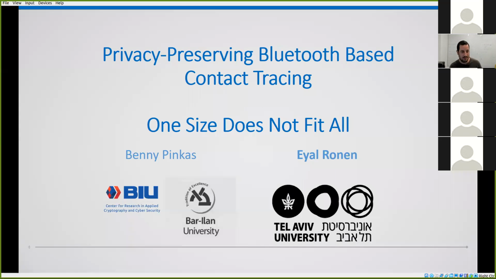needs to be for every country or every different type of populations. This is based on joint work together with Benny Pincus from Bar-Ilan University and a lot of people, both in the Israeli Ministry of Health and a lot of other volunteers, that helped us basically design, implement, deploy, and then deprecate a contact tracing solution.